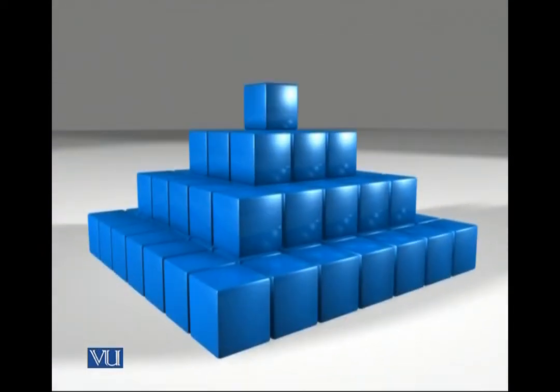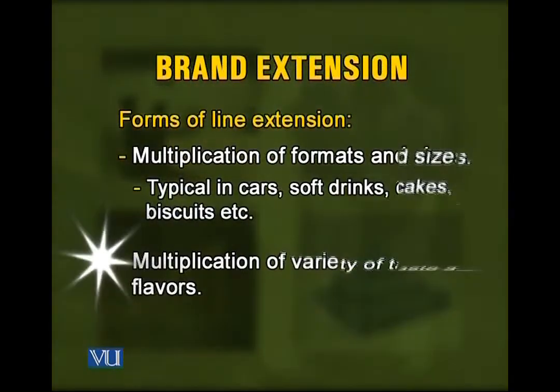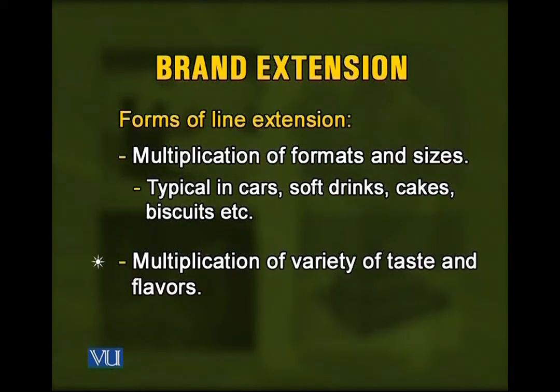Just look at one of the most popular cars in your market, and you will get the answer. They have a car for people in a very, very high income bracket, and they have a car for people in the upper middle class, and they have a car for people in the middle class. So this is what you may call multiplication by way of sizes and formats. The other could be by variety of taste and flavors.